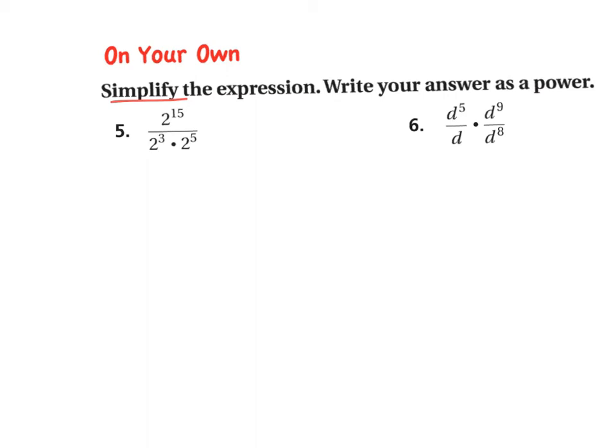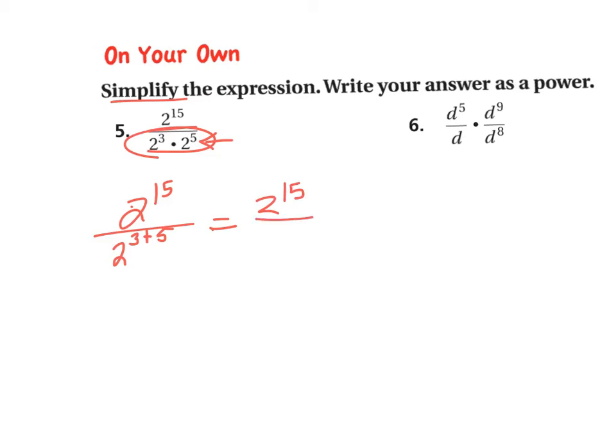We have 2 to the power of 15 divided by 2 to the power of 3 times 2 to the power of 5. You can't do the division part until you've simplified the bottom part, so we're going to start with the bottom. I'm just going to rewrite 2 to the power of 15 and leave it on top. Now when I'm doing multiplication, remember this is addition. So that would mean I would have 2 to the power of 3 plus 5. Top stays the same, I haven't done anything there. 3 plus 5 is 2 to the power of 8.